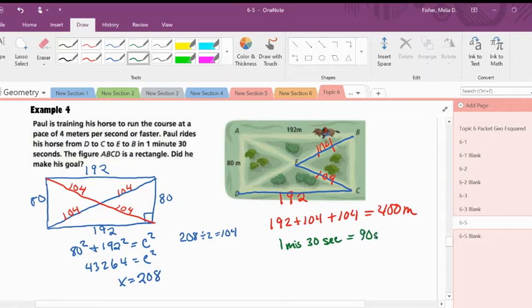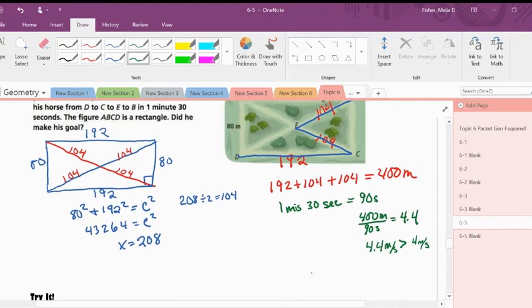So he went 400 meters in 90 seconds, which equals 4.4. And since 4.4 meters per second is greater than 4 meters per second, which was his goal, then we can say that yes, Paul made his goal.